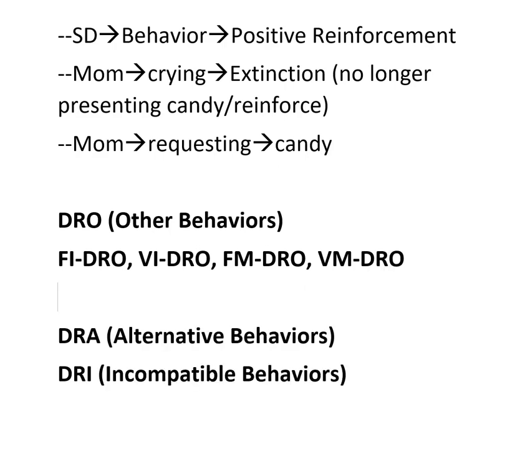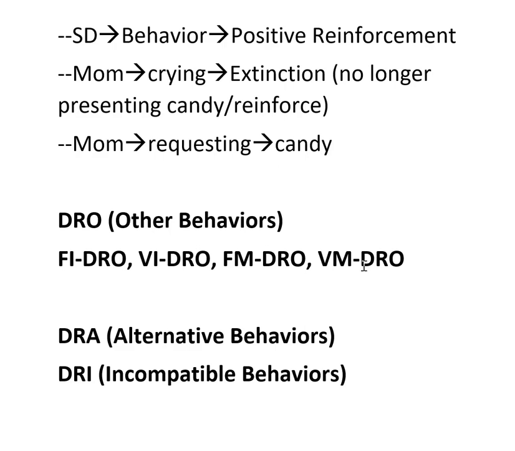Remember when I was saying that it's really hard to use DRO on specific behaviors, because it's basically saying that anything else happening in the environment or any other behavior happening other than the ones we're trying to reduce has to be reinforced. So if crying is our target behavior to be reduced, we're reinforcing all other behaviors happening. But that's impossible, and that's why we have to use one of these: the fixed interval, the variable interval, fixed momentary, and variable momentary.